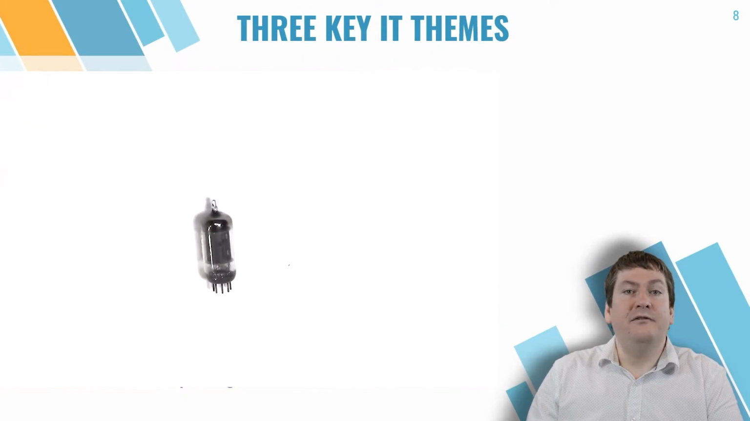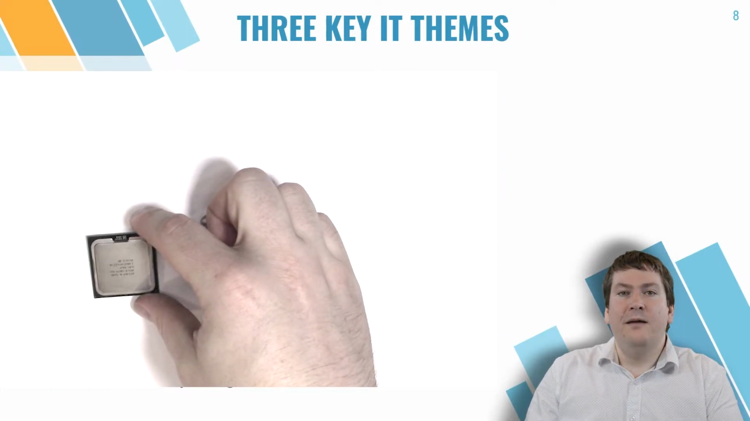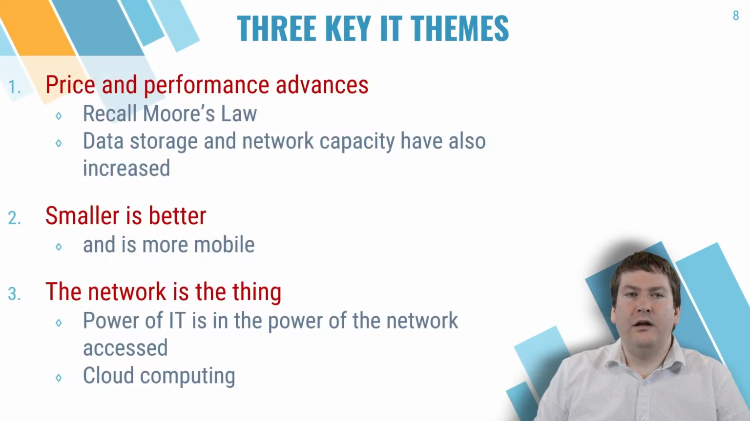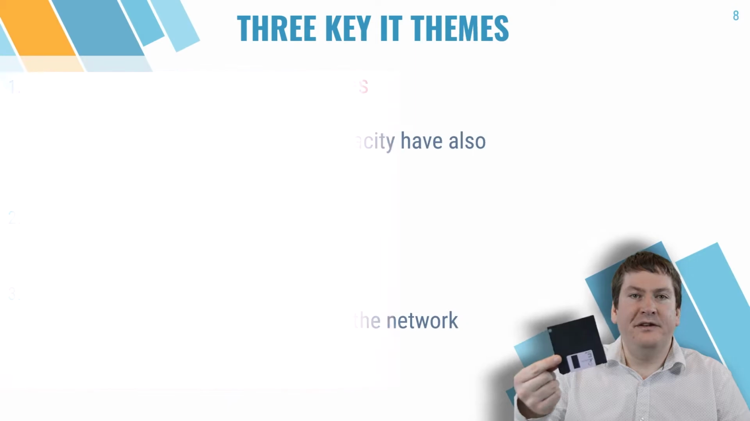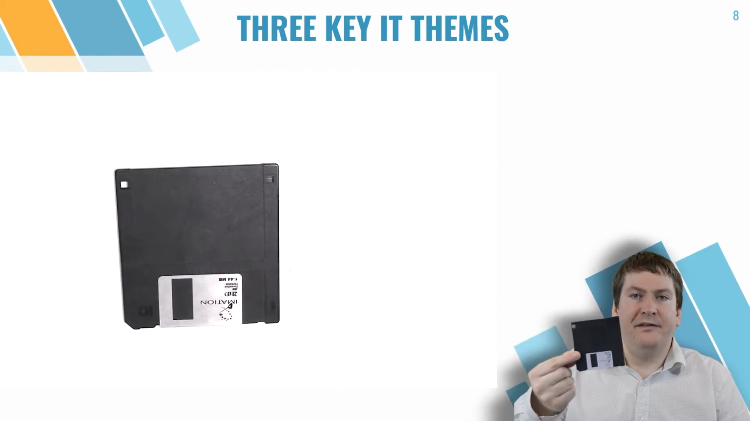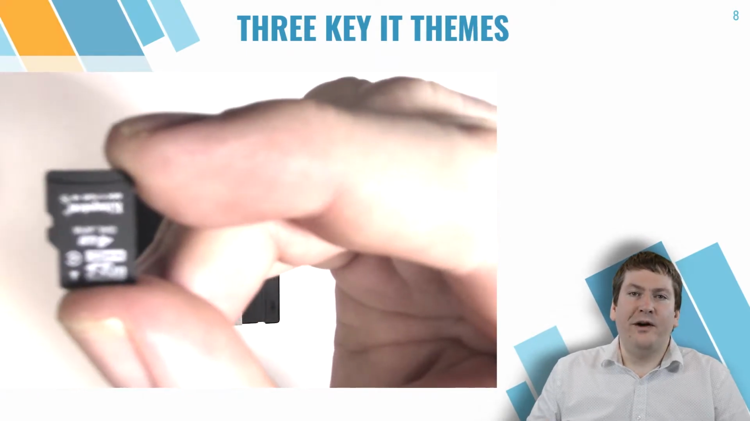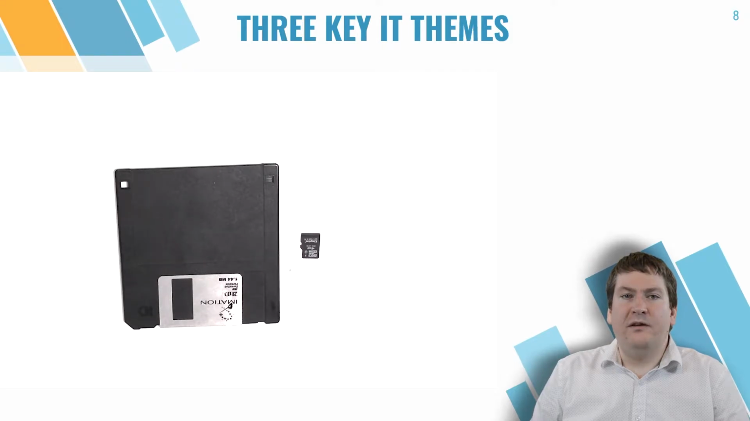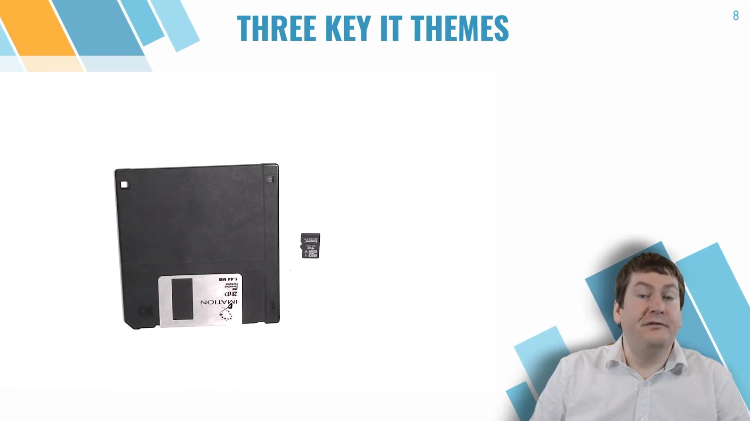Nowadays, CPUs have transistor counts in the billions. Imagine the size of a room you'd need to store a billion vacuum tubes. We also see this trend in storage media. This floppy disk that was still in use in the early 2000s could only hold 1.44 megabytes. Nowadays, we have micro SD cards like this one that can hold 1 terabyte. That would be the equivalent of about 700,000 floppy disks.